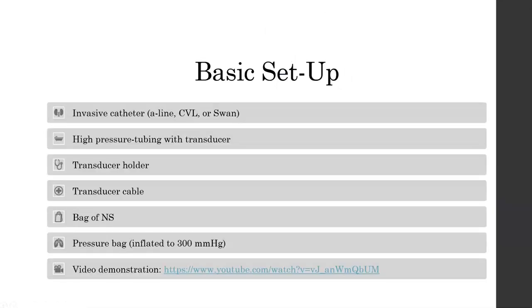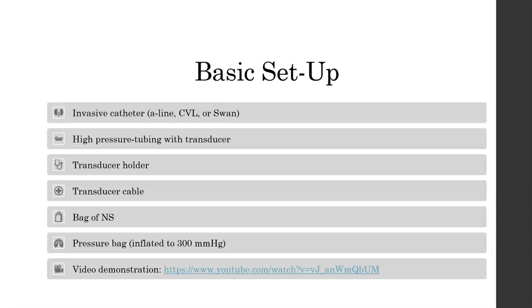Okay, so our basic setup: we've got an invasive catheter, either an A line, a CVL, or a Swan-Ganz catheter. We have high pressure tubing with a transducer. We have a transducer holder, which is just a little thing that hooks onto the IV pole and the transducer slips down into it. We have the cable for the transducer, and then we've got a bag of saline.